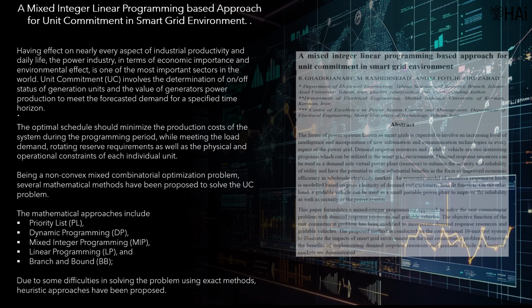Being a non-convex mixed combinatorial optimization problem, several mathematical methods have been proposed to solve the UC problem. The mathematical approaches include priority list, PL, dynamic programming, DP, mixed integer programming, MIP, linear programming, LP, and branch and bound, BB. Due to some limitations in application and results of the mathematical methods, heuristic approaches have been proposed.